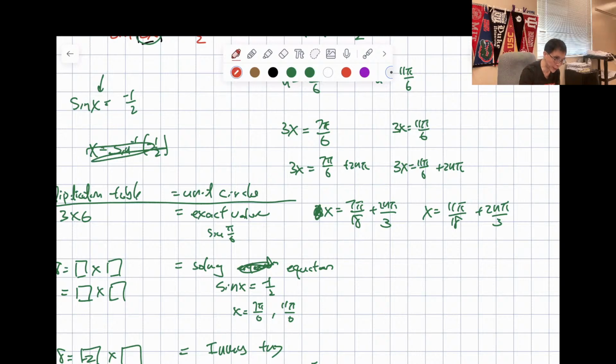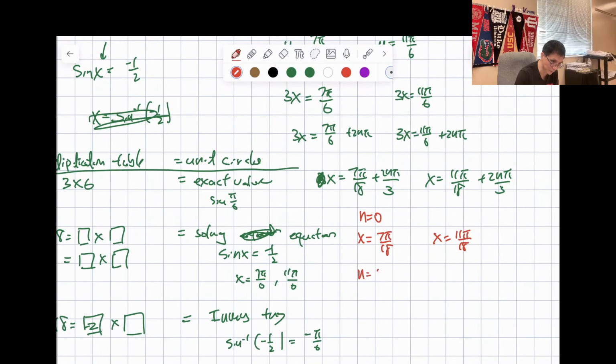Now, what we're going to do is assume n equal to 0. If n equal to 0, you got x equal to 7 pi over 18 and x equal to 11 pi over 18. Are you following me so far? Now, n doesn't have to be 0. n can be equal to 1. So if n equal to 1, what will happen? 7 pi over 18 plus 2 pi over 3, and x equal to 11 pi over 18 plus 2 pi over 3.